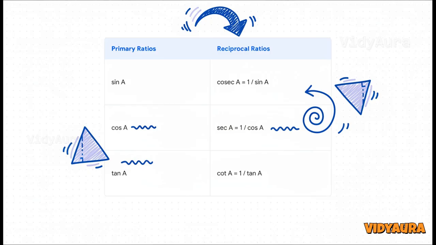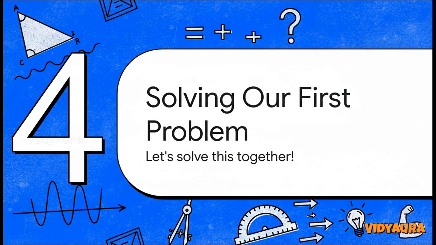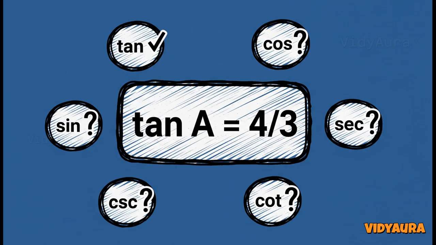Easy, right? Okay, so theory is great, but we all know that math is learned by doing. So let's roll up our sleeves and walk through a typical exam question. We'll do it together, step by step. You've totally got this. Right, here's our question. We are told that tan A is equal to 4 by 3, and our job is to find the other 5 trigonometric ratios for angle A.